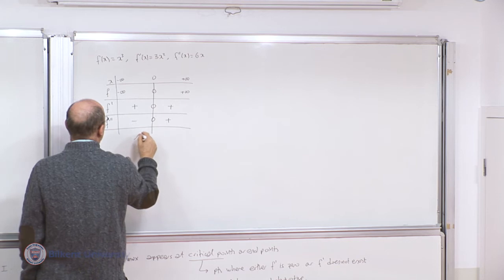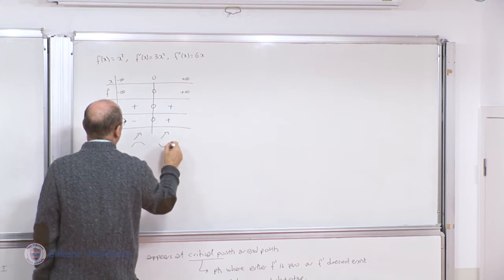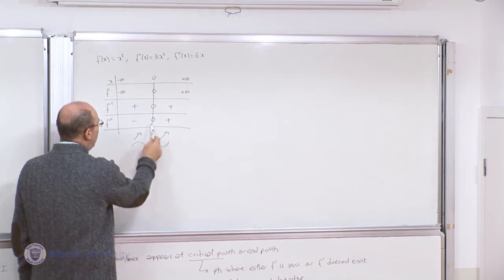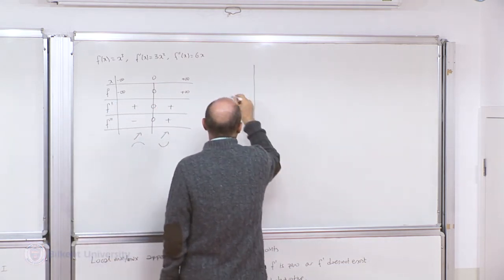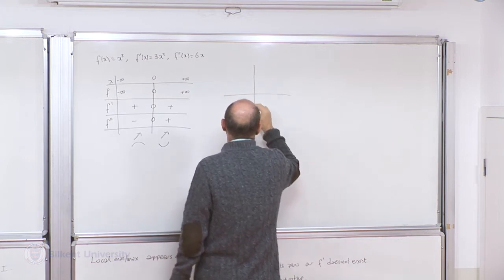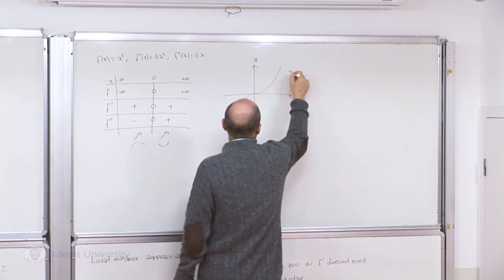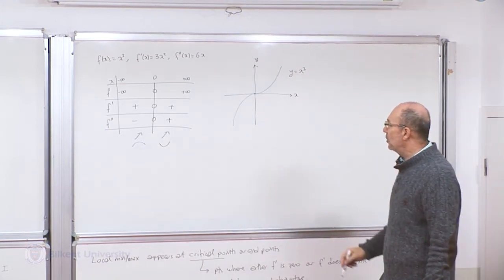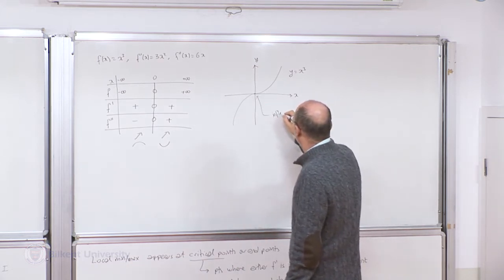So this says that the function is increasing. This says the function is increasing. This says the function is concave down. This says that the function is concave up. And here you see concavity changed. Okay? The second derivative is 0, and the concavity changed. Okay, and we all know the graph of x cubed. It's something like this. y equals x cubed. Okay, so you see at this point the concavity changed. This is an inflection point.